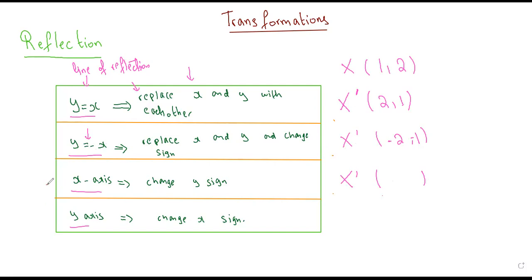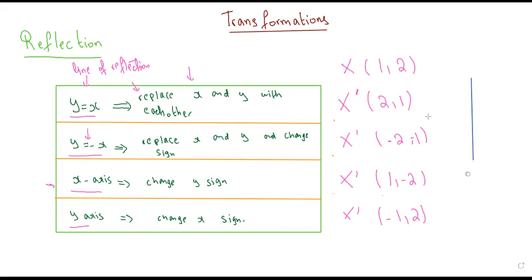In case of this line of reflection, we are going to change the y sign only. So it would be 1 and minus 2. And in case of the last one, it is going to be minus 1 and 2. Now, I am pretty sure that at this time, things would not be making sense. I'll make a diagram and then you would be able to understand it.